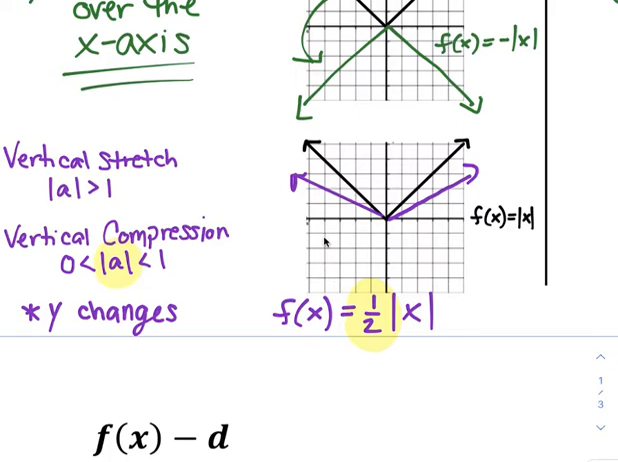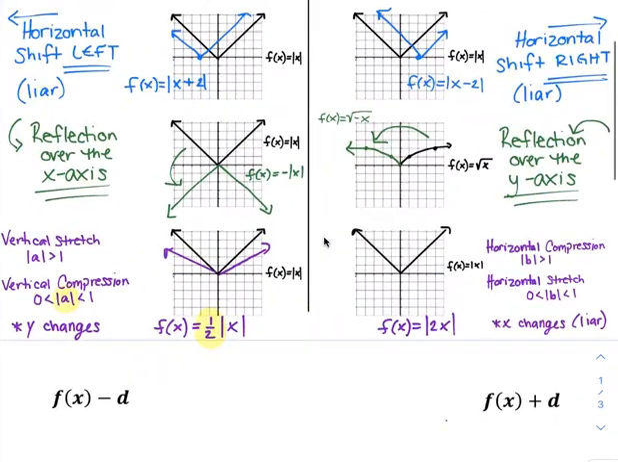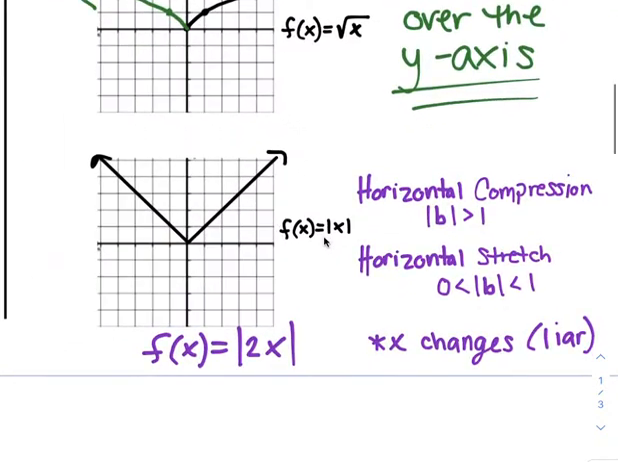All right, so let's switch to the other side. Remember, anytime you're in the grouping symbols, you are a liar. Okay, so we just talked about a 1/2 would mean a compression, and a 2 would be a stretch. But if I move into the grouping symbols, now look at them, they're backwards. Now when the B is bigger than 1, it's actually a compression. When the B is between 0 and 1, it's going to be a stretch.